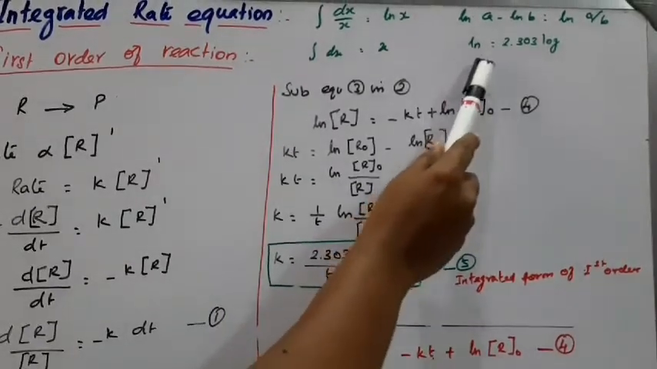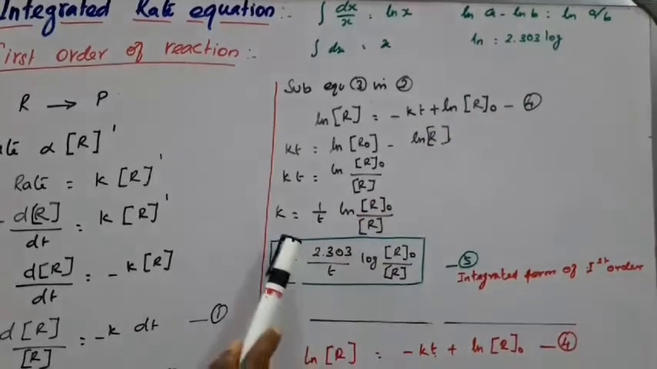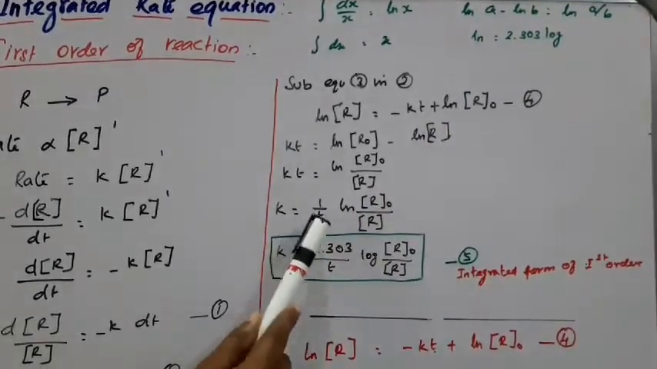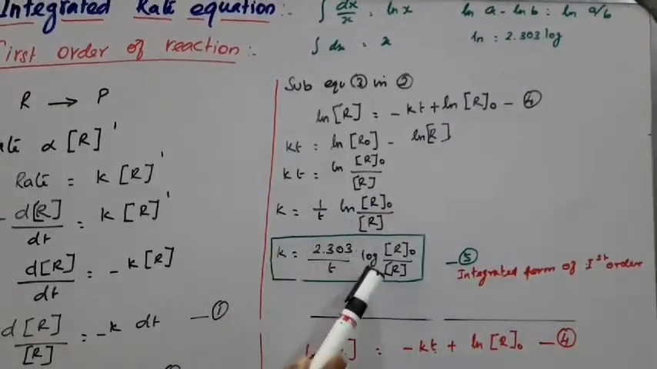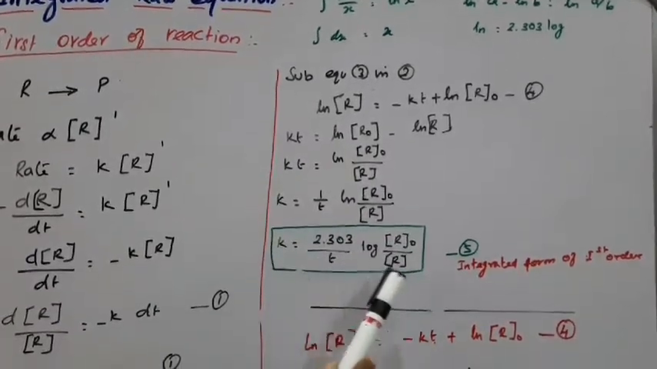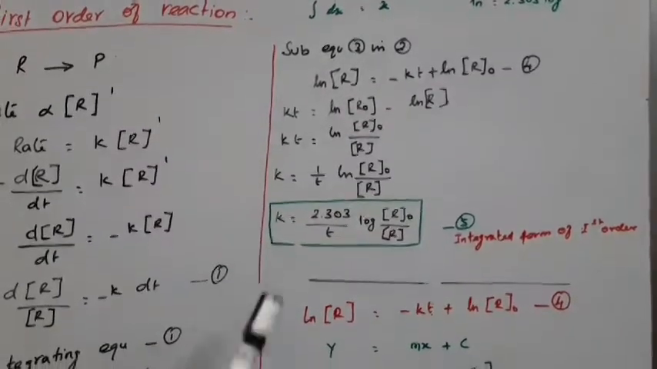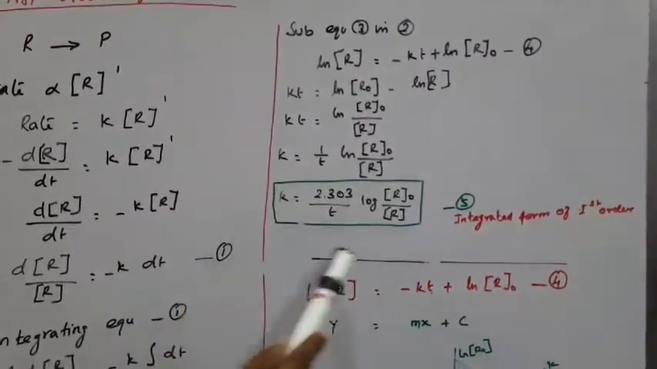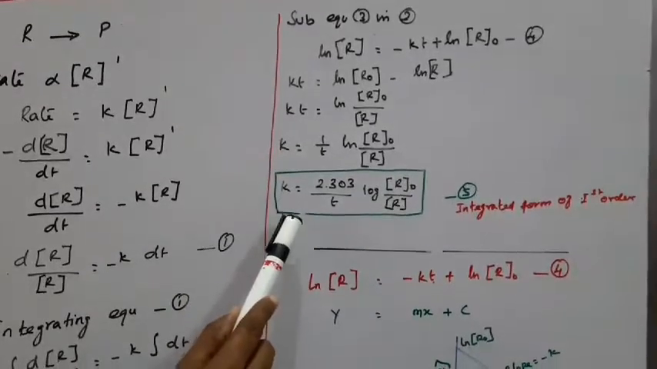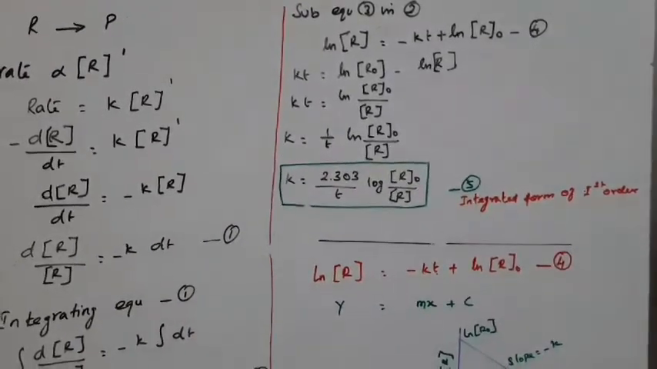Here you see the ln value, it is 2.303 log. So k equal to 2.303 by t log R0 by R. This is the integrated form of the first order reaction, and this equation is very, very important. Based on this we have to do some first order reaction problems.